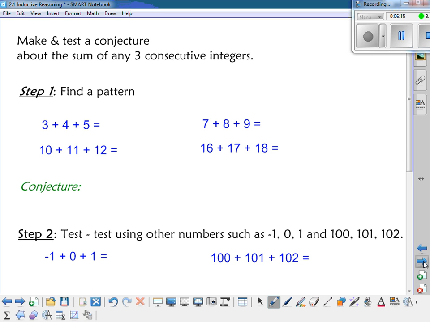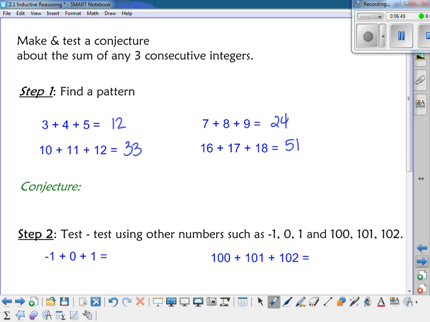Okay, so we have another example here. We're going to make and test a conjecture about the sum of any 3 consecutive integers. So first we're going to see if we see a pattern. So we're going to add up 3 plus 4 plus 5. So 3 plus 4 plus 5 adds up to 12. 10 plus 11 plus 12 adds up to 33. 7 plus 8 plus 9 adds up to 24. And 16 plus 17 plus 18 would add up to 51.